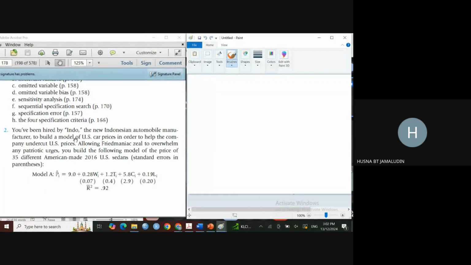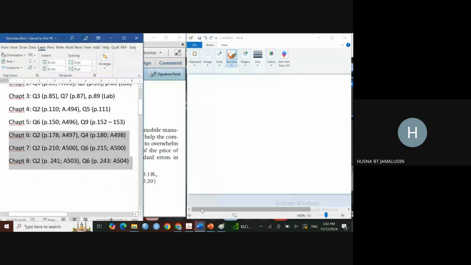So here, chapter 6 is about, what is it? Specification, right? Chapter 7? Functional form. Well, both chapter 6 and 7 are talking about specification, but if I'm not mistaken, chapter 6 is about relevant and irrelevant variables, while chapter 7 is on functional form, but both are specification.